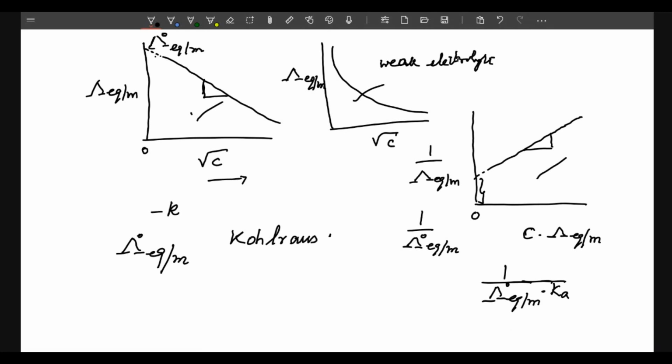After seeing this Kohlrausch law, we will work out some problems in these conductivity measurements. Then after that, we will go for ionic mobility. Therefore, tomorrow's menu would be the Kohlrausch law and its applications, then ionic mobility. Okay, thank you.